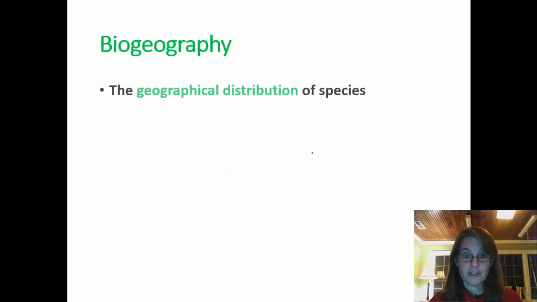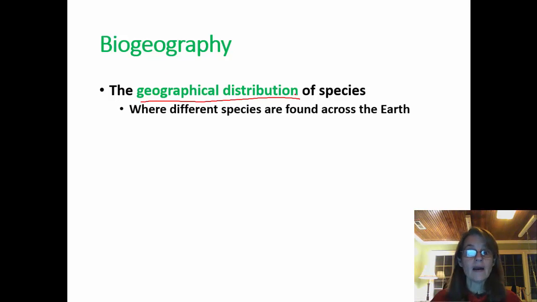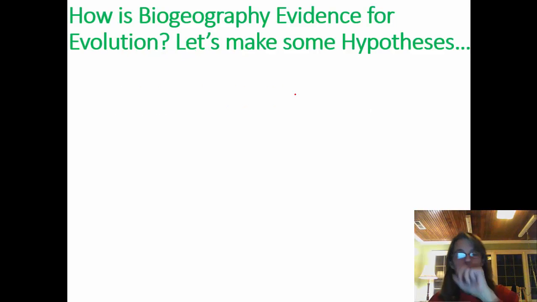Okay, so biogeography. What is biogeography? It is simply the geographical distribution of species across the planet. Where are different species found across the earth? Okay, so that's biogeography. Now, how is that evidence for evolution?